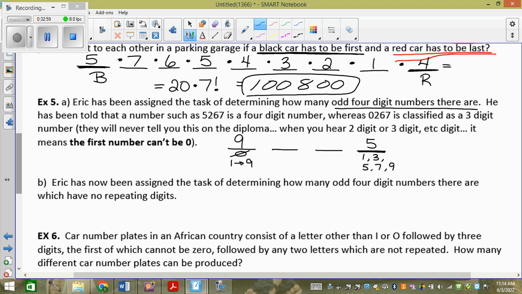Now the middle blanks, what letters? None. That's what the answer is. What numbers could I put in those middle blanks? 0 to 9. And 0 to 9 is how many options? 10.